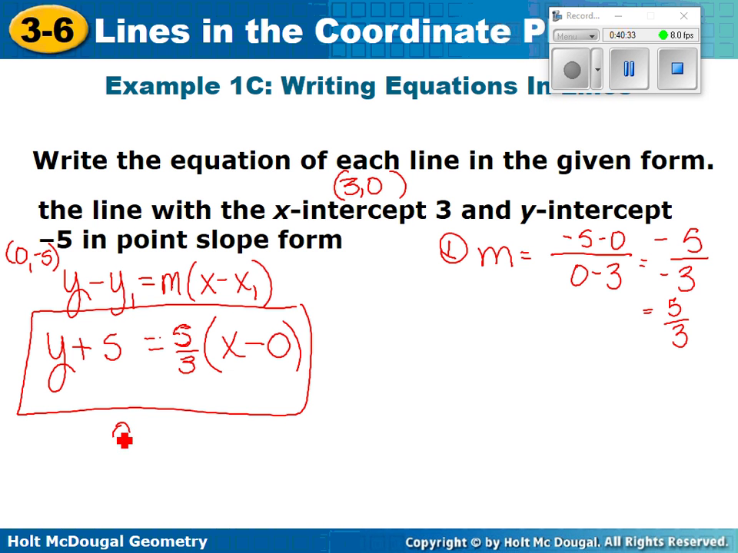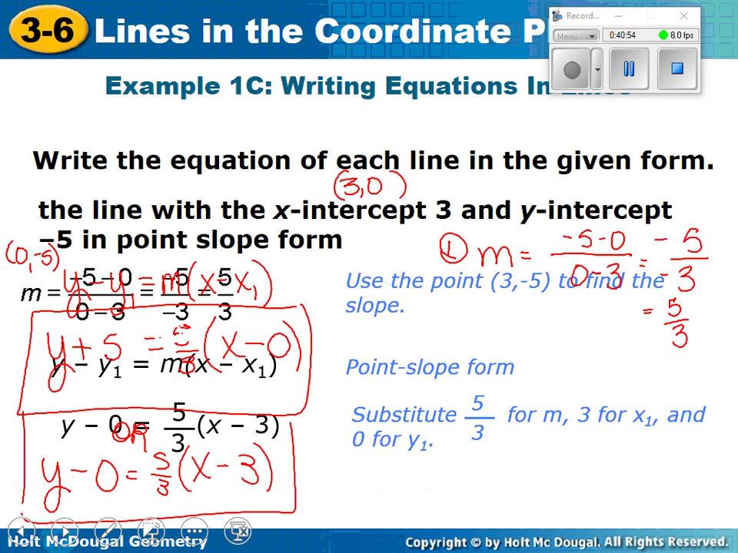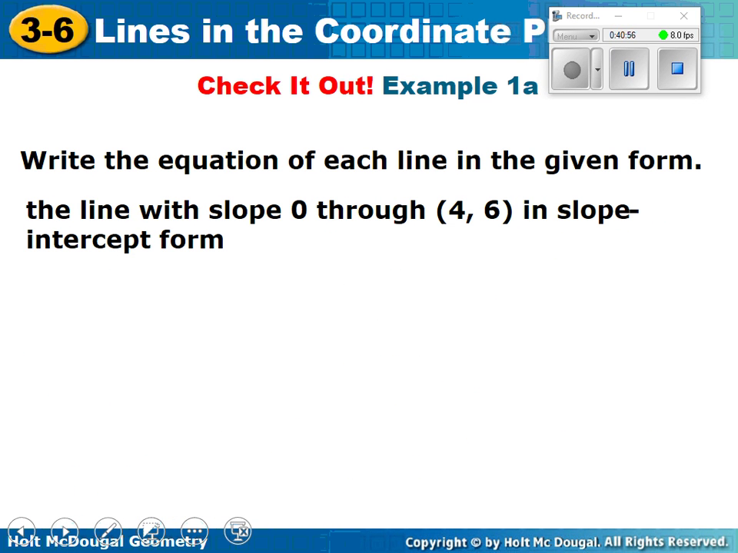Or you could plug in the other point. If you plug in the other point, you're going to have y minus what? 0 equals 5/3 times x minus 3. And both of them are acceptable answers. You don't need to write them both. Questions? Going on. You guys go ahead and do this one. We'll check it.